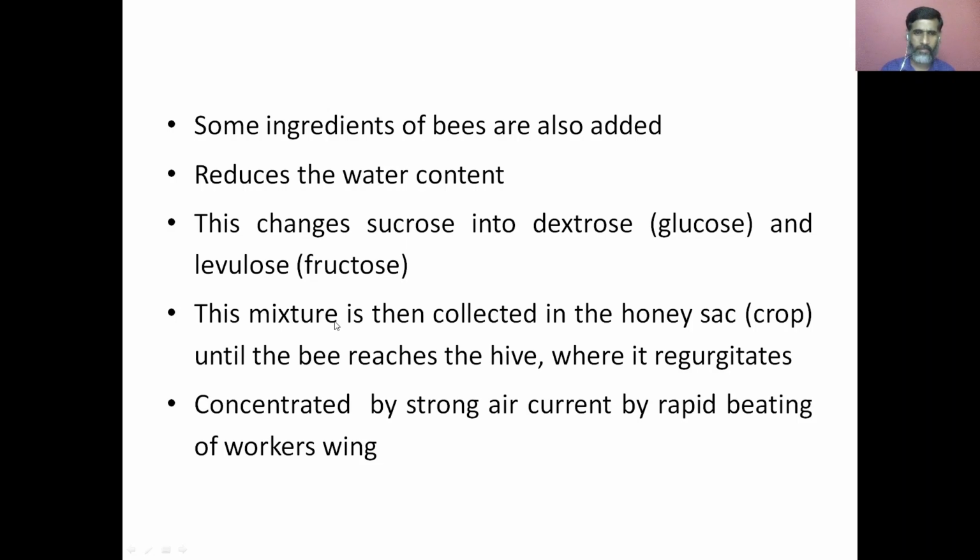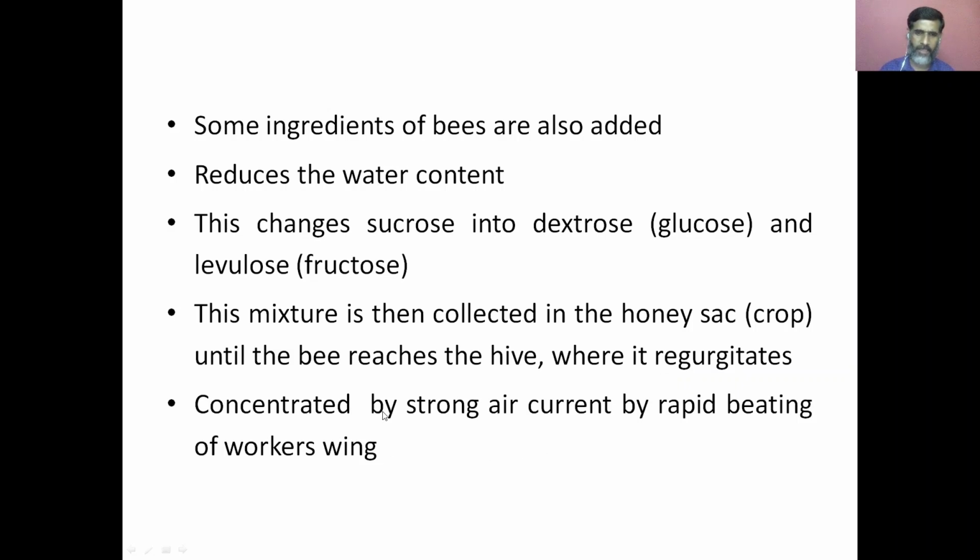This mixture is then collected in the honey sac, also called the crop. They collect it until the bee reaches the hive, its house. When it reaches its house, it regurgitates, something like we can call vomiting. All these things it is collecting in its crop or honey sac, it will regurgitate.